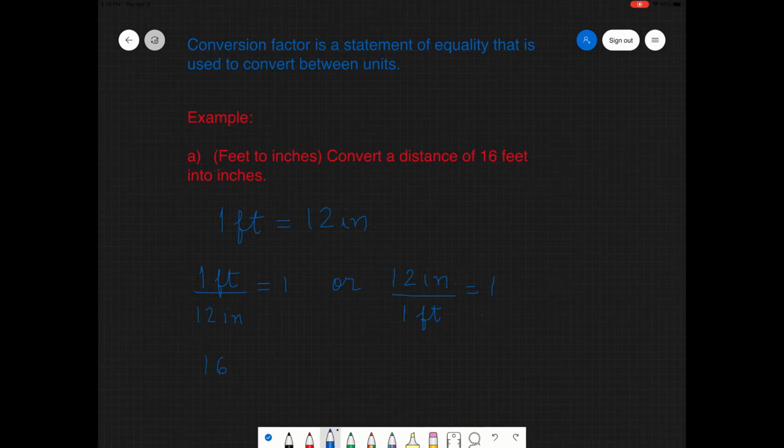Now because I want to convert 16 feet, I'm going to think of 16 feet as a fraction with denominator 1 because 16 feet divided by 1 is still 16 feet. And I want to multiply by 1 because if I multiply by 1, I'm not changing the quantity. But instead of using 1, I'm actually going to use a conversion factor.